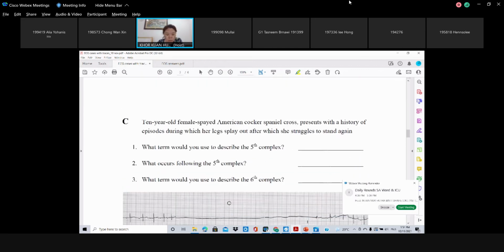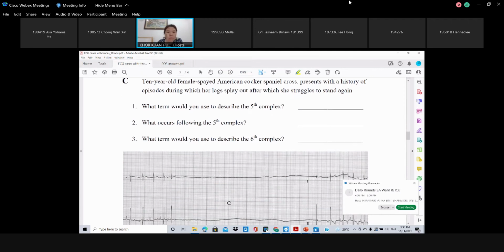Okay, how about this one? This one will be group 9. A 10-year-old Cocker Spaniel cross presented with history of episodes during which her legs play out after she struggled to stand again. Then they got this trace. Perhaps this sounds like a collapse, but not sure. And when she wants to get up, it's a bit difficult. So what term would you use to describe the 5th complex?